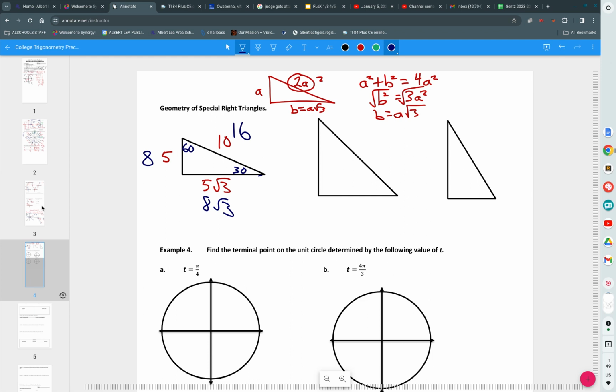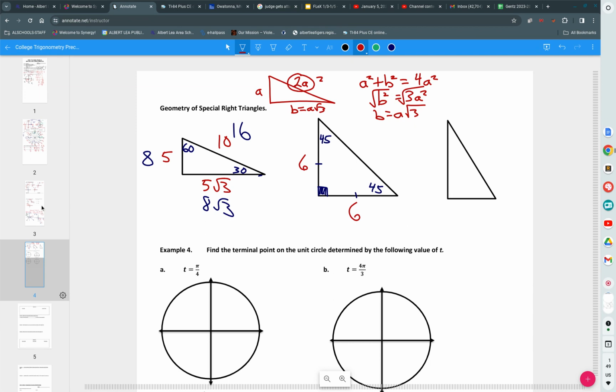Okay. The other kind of triangle we have is a 45, 45, 90. We call this the isosceles right triangle. What makes a triangle isosceles? Two sides are the same. We know that this side is the same and this side is the same. Okay? There we have it. So if I am given this is a length of 6, I know that this is also a length of 6.